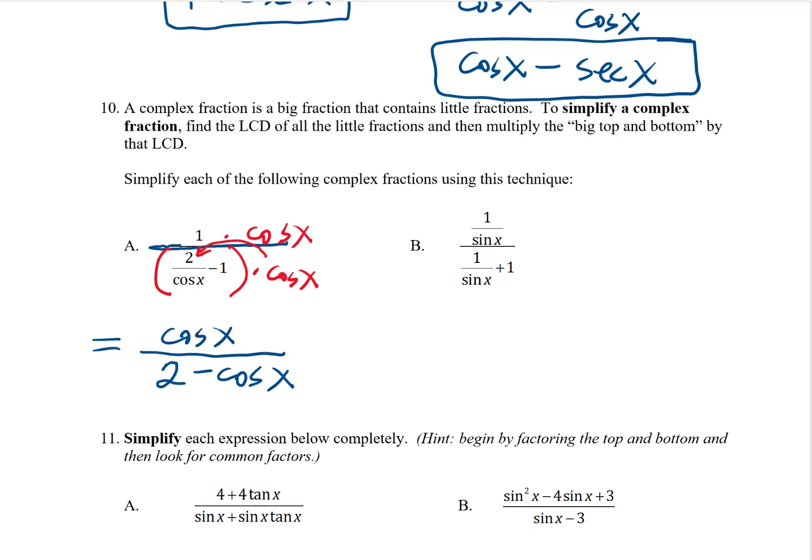Okay, can I go any further? Well, only if I can factor these pieces. The problem is 2 minus cosine x doesn't factor, and there's no 2 minus cosine x's on the top, so this is as good as it gets.